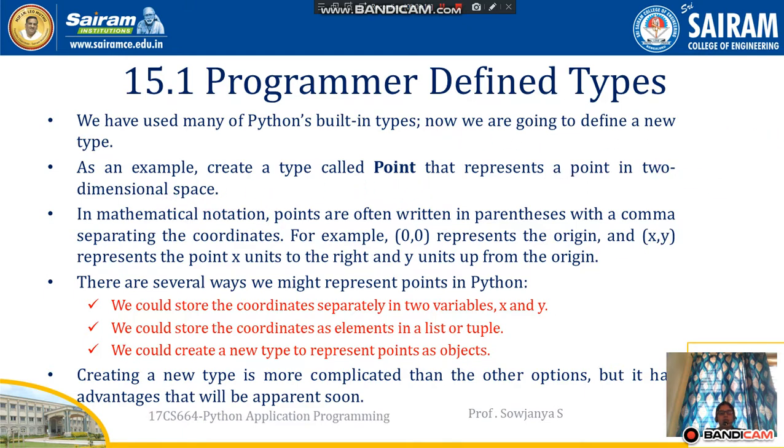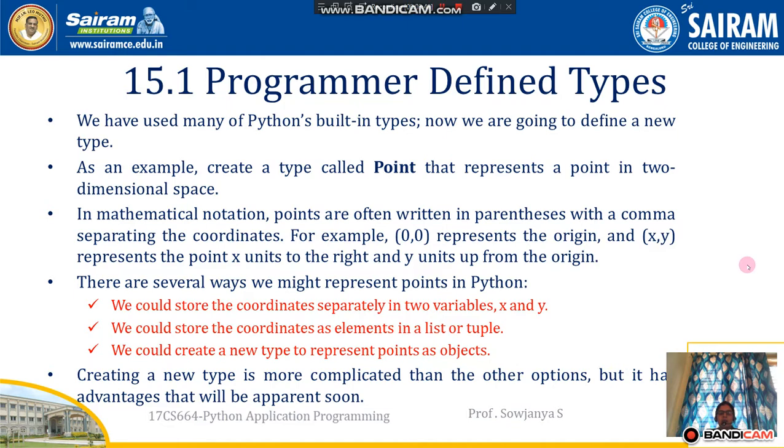In mathematical notation, points are often written in parentheses with a comma separating the coordinates. Look at this example: we have two values separated by a comma. Inside the parentheses you write the coordinates of that point, x and y, which represent the point x units to the right and y units up from the origin. That is how we write it in mathematical notation.